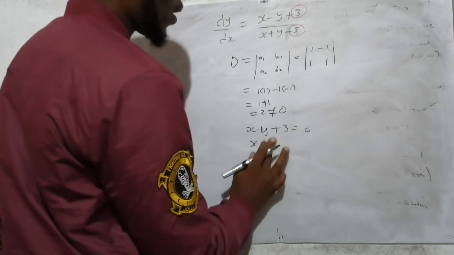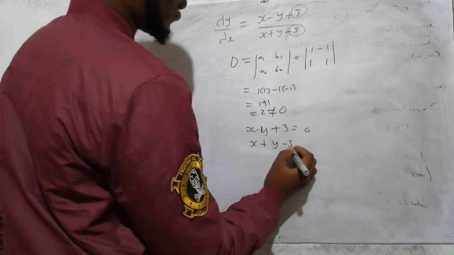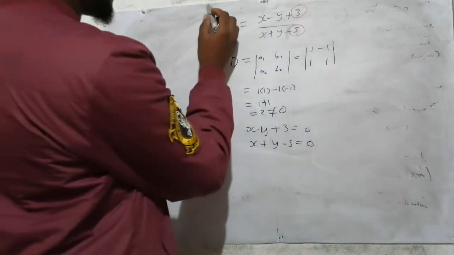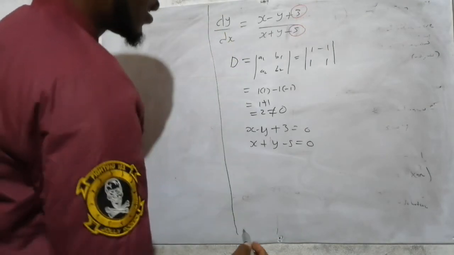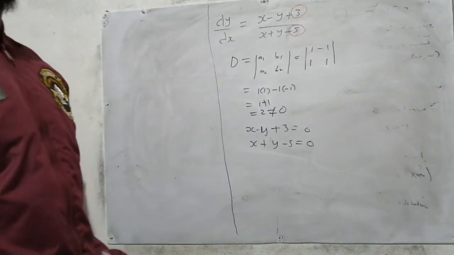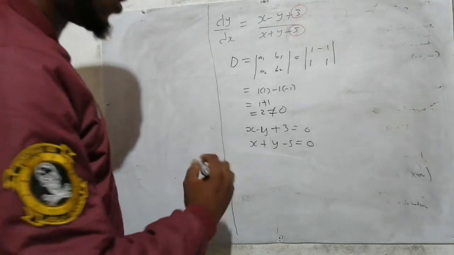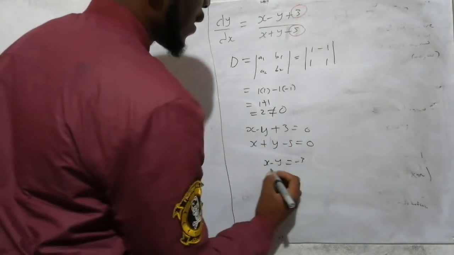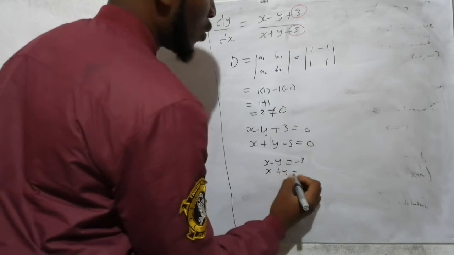x plus y minus 5 equal to 0. So let me just solve this simultaneous equation. This will be part of those things that you need to know but you're afraid to ask. So x minus y equals -3. x plus y equals 5.